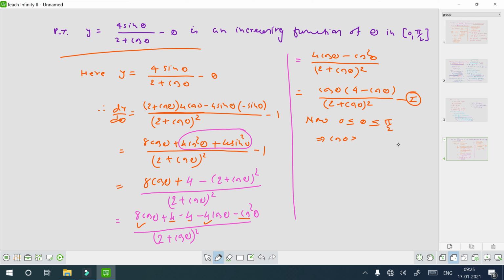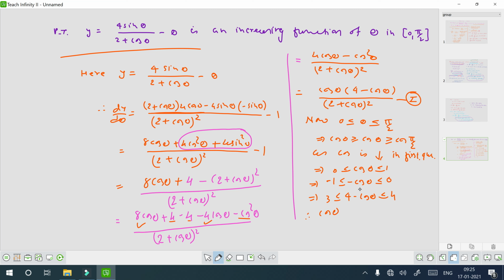Cos 0 greater than or equal to cos theta greater than or equal to cos pi by 2, as cos is decreasing in first quadrant. So ultimately it comes out 0 less than or equal to cos theta less than or equal to 1. And this implies minus 1 less than or equal to minus cos theta less than or equal to 0. And this implies 3 less than or equal to 4 minus cos theta, and 2 plus cos theta less than or equal to 4.